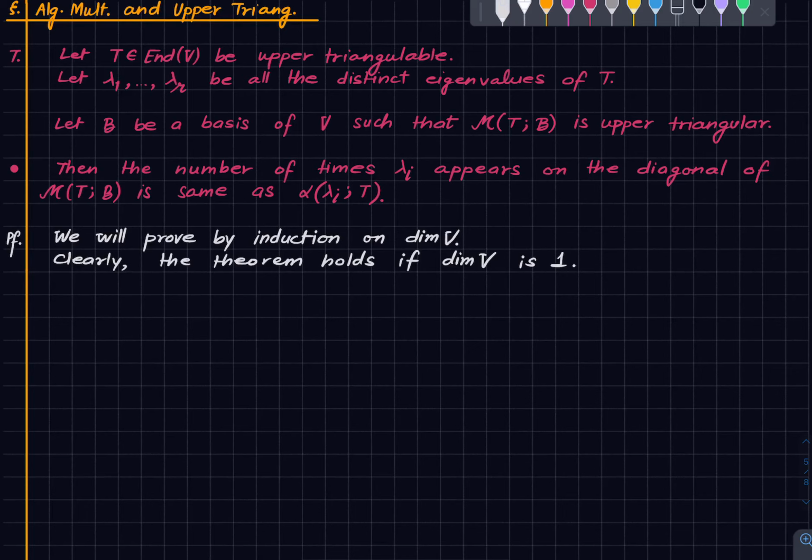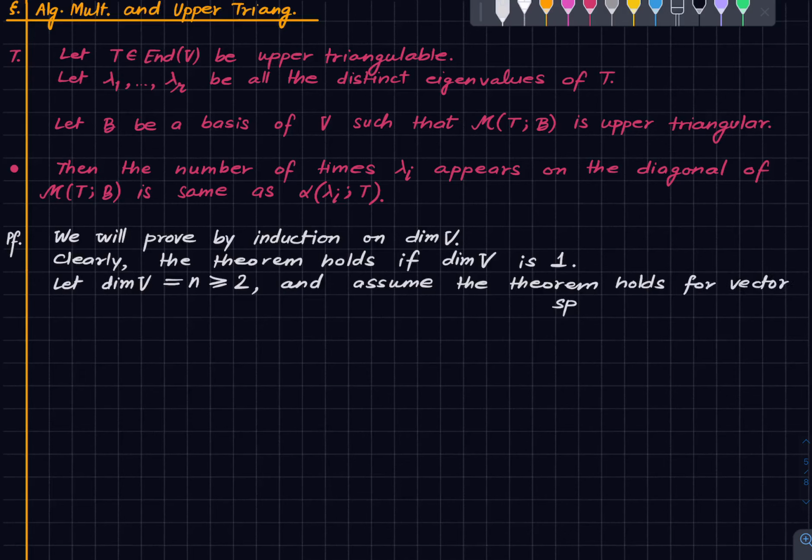And now, so let dimension V equals n, which is at least 2, and assume the theorem holds for vector spaces of smaller dimension. Okay, so we just now need to prove it for this vector space V, whose dimension is n, and that will finish the proof. Obviously, so far nothing has been done. Okay, so now we start basically.